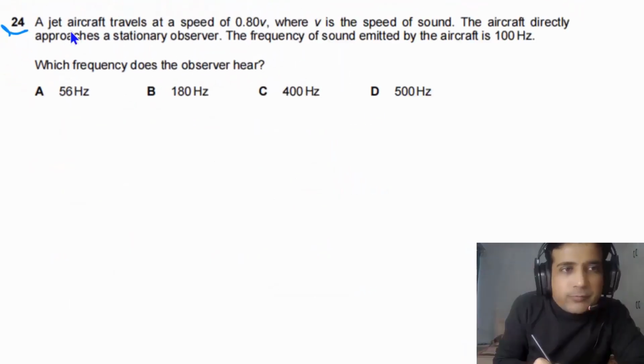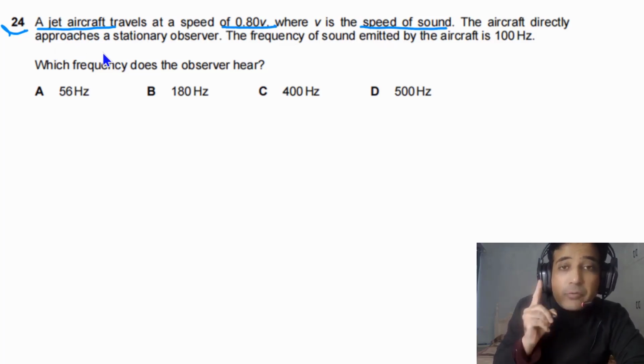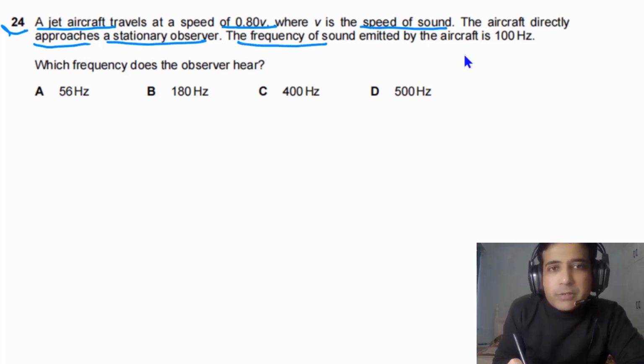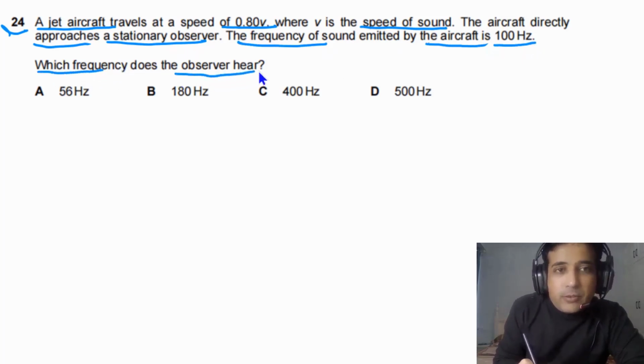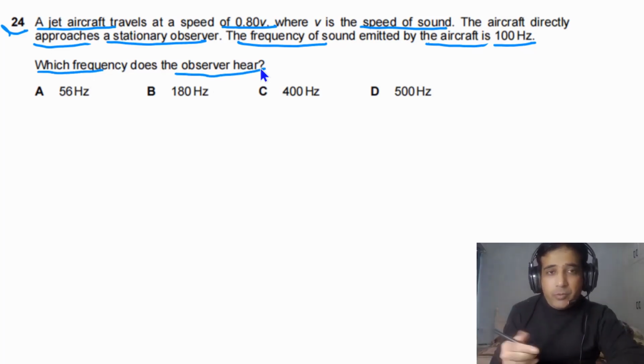For question number 24, it is given to us that a jet aircraft travels at a speed of 0.80 v, and v is the speed of sound. The aircraft, very important, directly approaches a stationary observer. The frequency of the sound emitted by the aircraft is 100 Hz. We need to find out which frequency the observer hears. So this is a typical question about the Doppler effect.